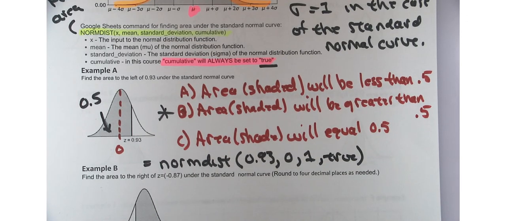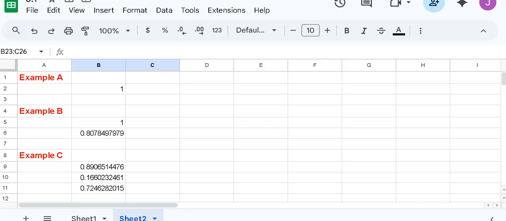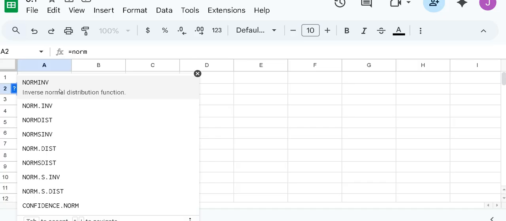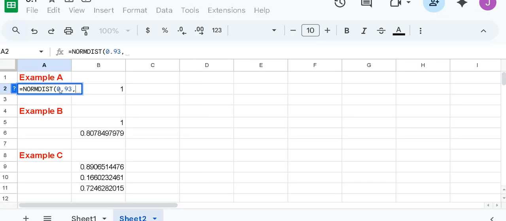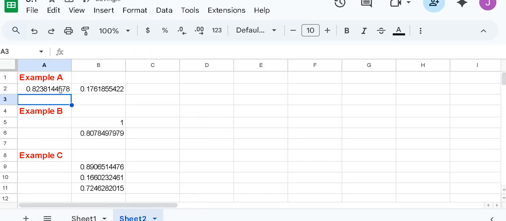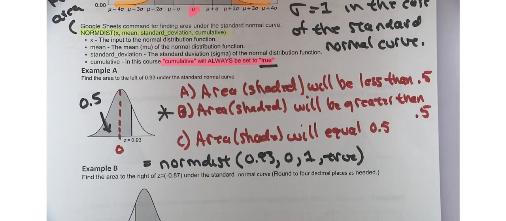So let's type that in Google Sheets and see what we get. Equals norm distribution, 0.93, comma 0, comma 1, comma true. I'm getting about 0.8238. Is that what you're getting? Yes. 0.8238.